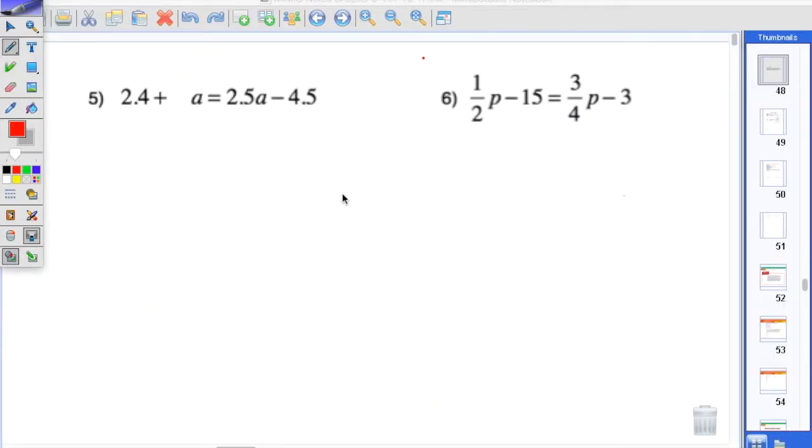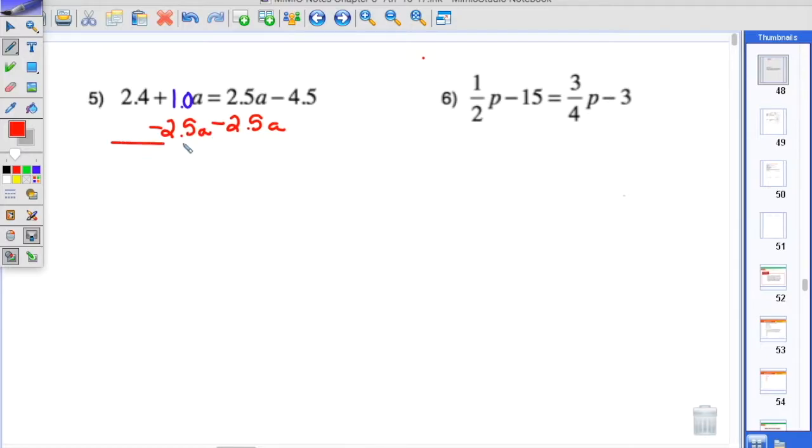Number 5 is 2 and 4 tenths plus a is equal to 2 and 5 tenths a minus 4 and 5 tenths. Since we're dealing with decimals and I need to get one of my variables to one side, I'm going to put a 1.0 in front of the a. Now I can subtract the 2 and 5 tenths a from both sides. So I'm left with 2 and 4 tenths.